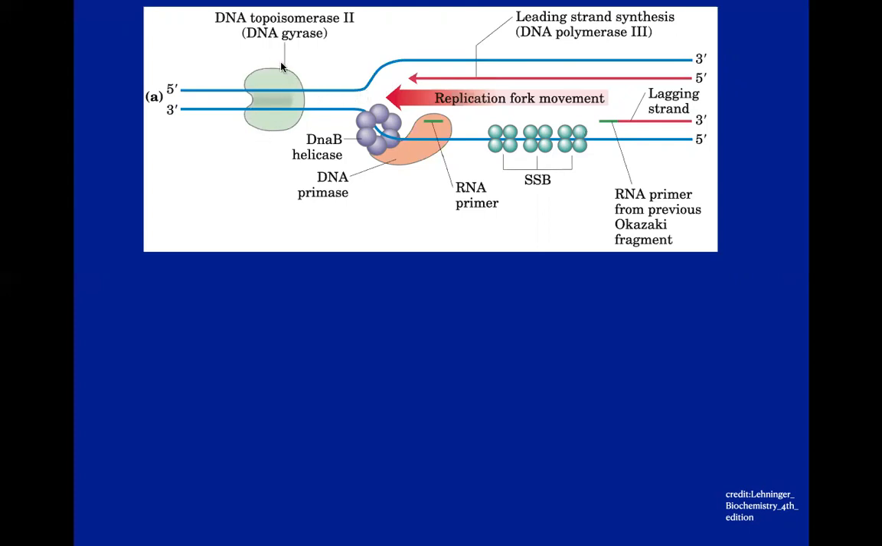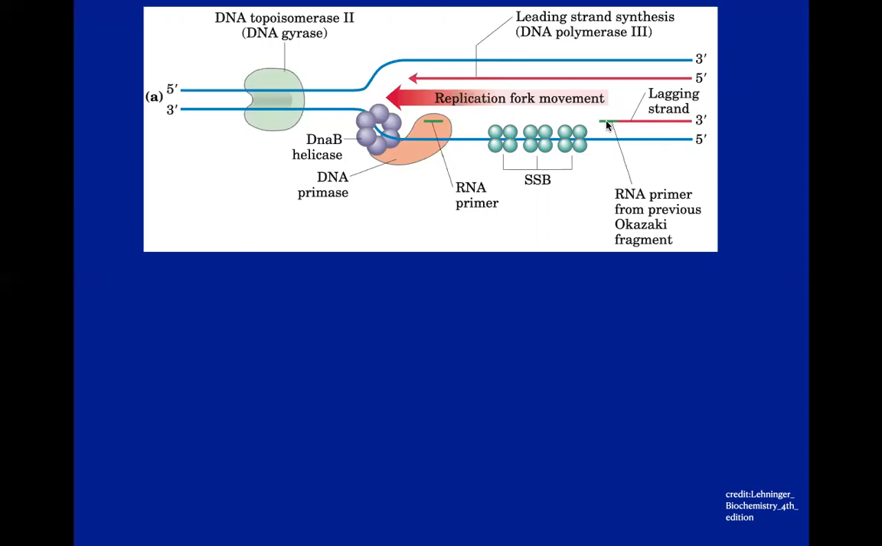This is the topoisomerase relieving the supercoil. And this is the primase enzyme. This is the DNA helicase enzyme. And these are the single strand binding proteins. And now this is the RNA primer. So in the lagging strand, the RNA primer is here.